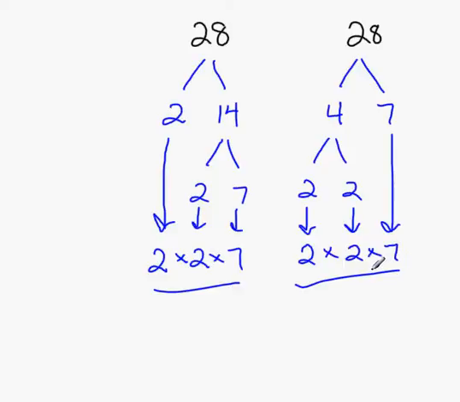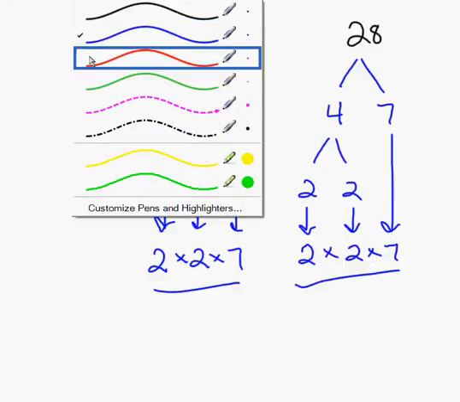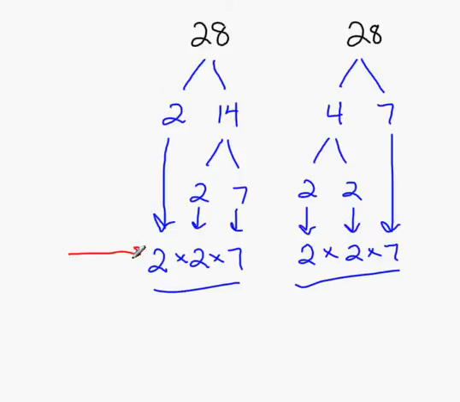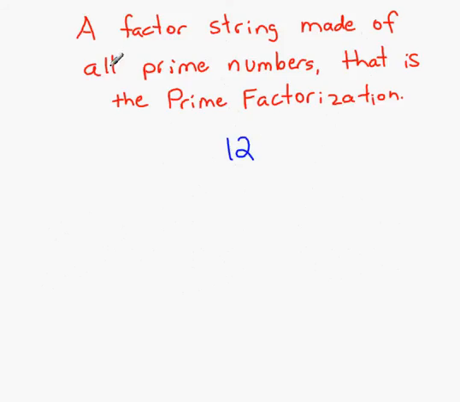Now, what's really interesting about this is you see how all 3 numbers in this factor string are prime. All 3, 2, 2 and 7, are prime numbers. That, by definition, is our prime factorization. Now the prime factorization definition here: it's a factor string that's made up of all prime numbers. That one would be the prime factorization. It's also the longest factor string.